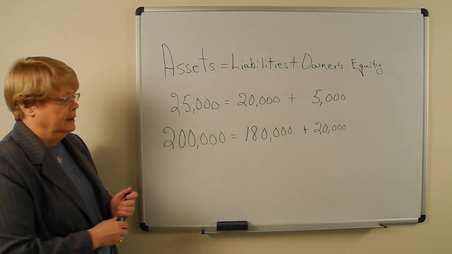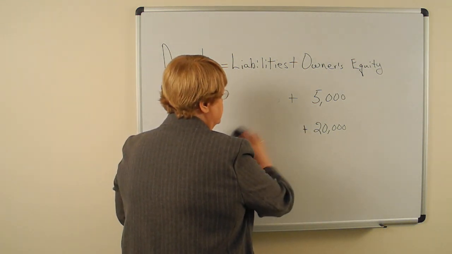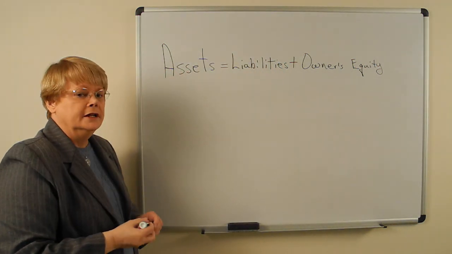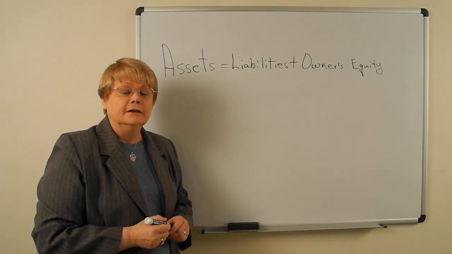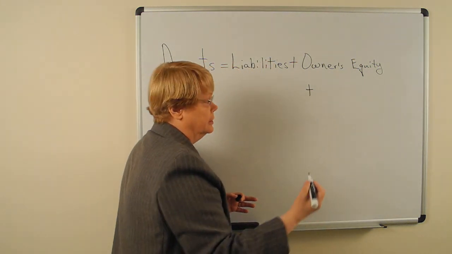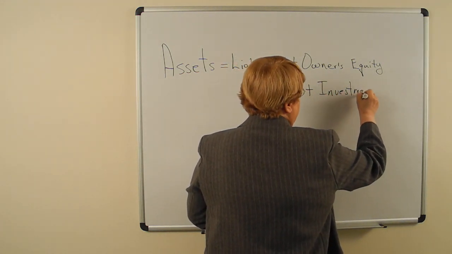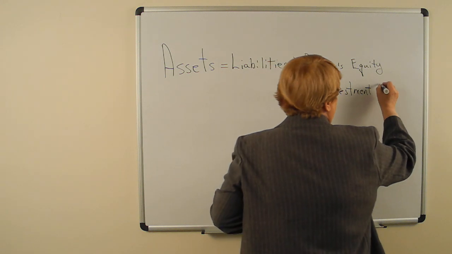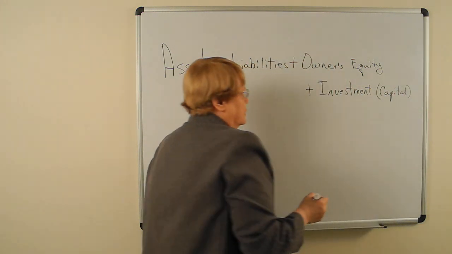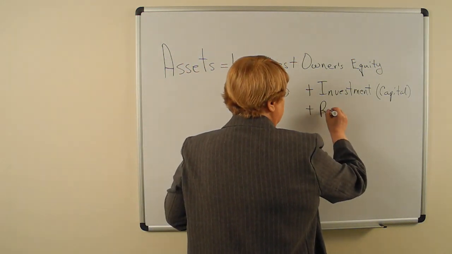Okay? Let me erase this a little bit, and I'm going to talk about the owner's equity before we get into transactions. Okay. Owner's equity can be increased in a business in a couple of ways. It can be increased by the owner putting money in, so we'll call that investments. And we're going to put that into our main owner's equity account, which is called capital. Owner's equity can be increased by revenue, so we'll set up some revenue accounts.